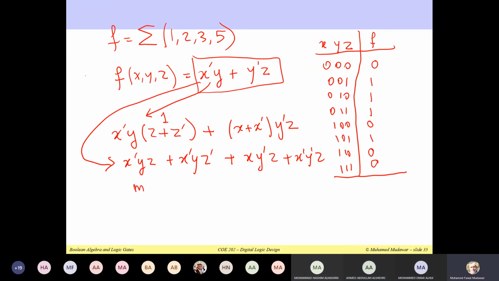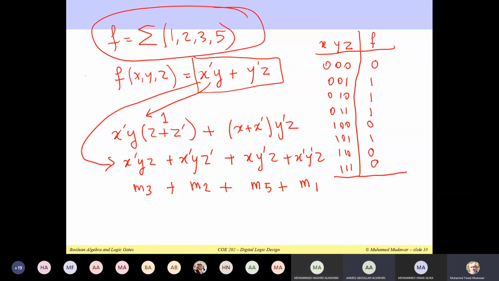Now this is minterm what? X prime y z. 0, 1, 1 is what? Sorry, it's M3. Or next one, M2. What is 0, 1, 0? M2. Yes. Next one, M5. Yes. Last one, M1. So these are the same minterms. So we obtained it algebraically.